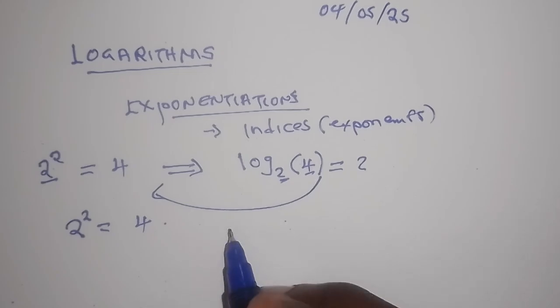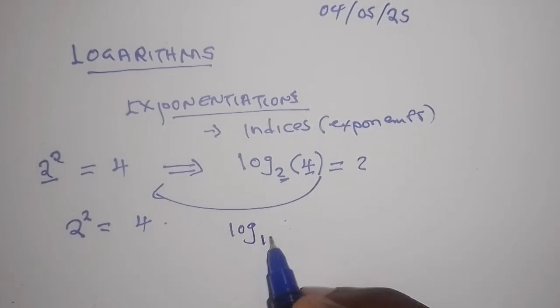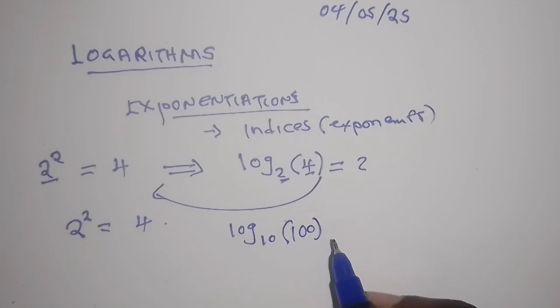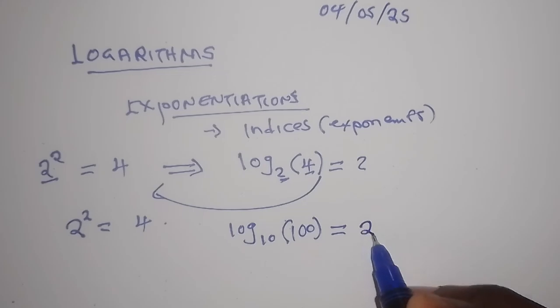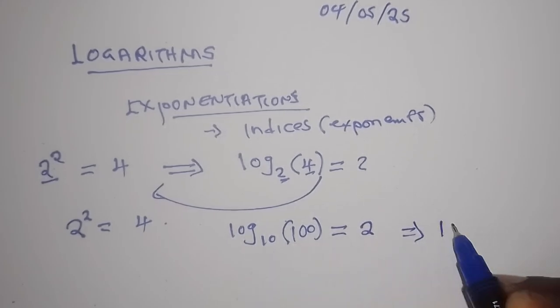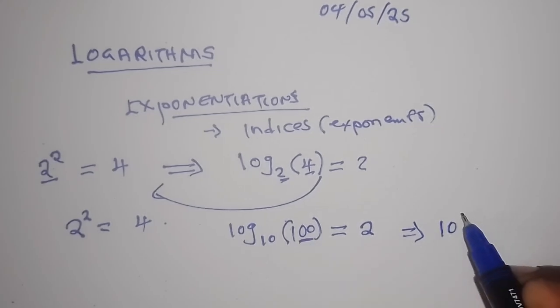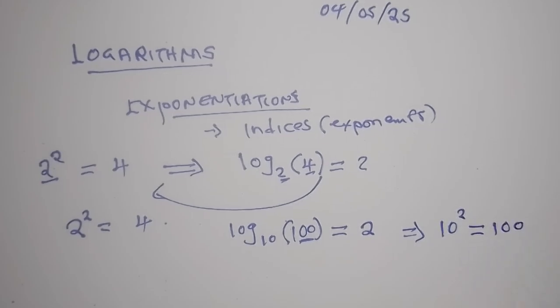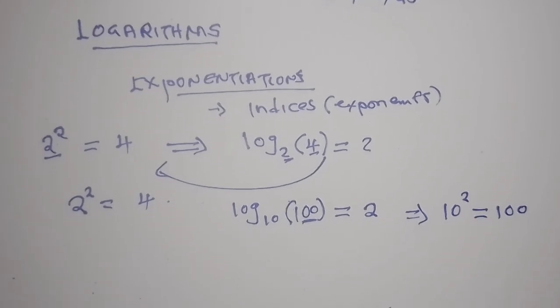So when you have something like the log of 100 to base 10, what do you expect the answer to be? The answer is going to be just 2, meaning that 10 is raised to a certain power so that the answer is 100. So 10 to the power 2 is going to give us 100. So we can interchange from exponentiation to logarithms so that we can solve some of the problems that we may meet.